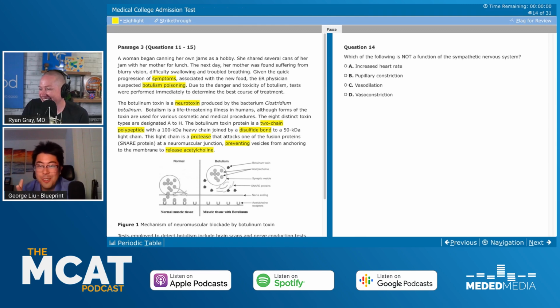Amazing. So question 14, right? This is very high yield stuff, so let's talk about this. Which of the following is not a function of the sympathetic nervous system? Increased heart rate, pupillary constriction, vasodilation, or vasoconstriction?